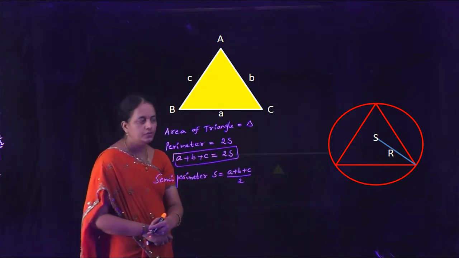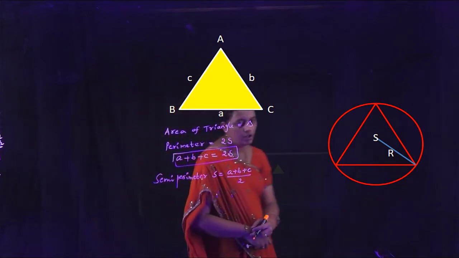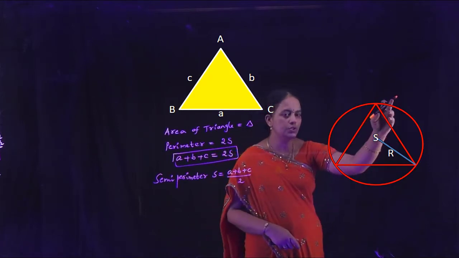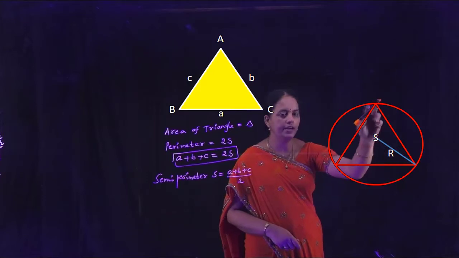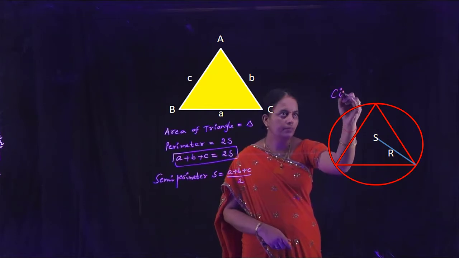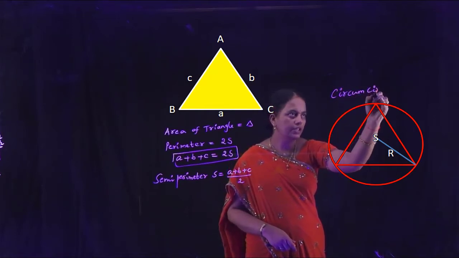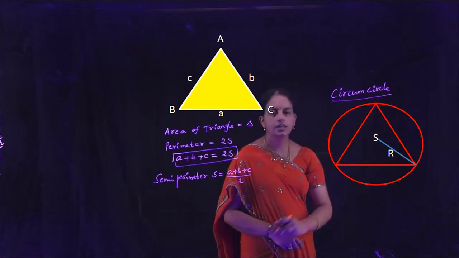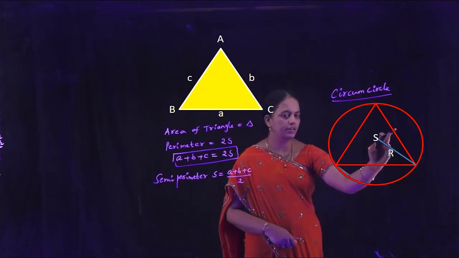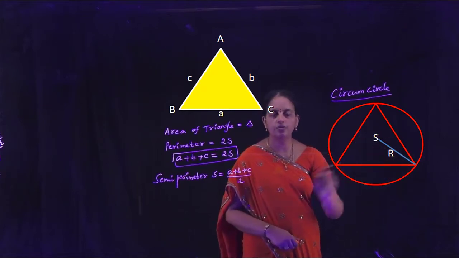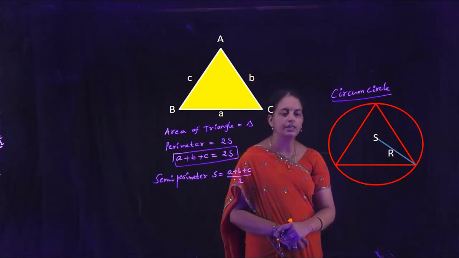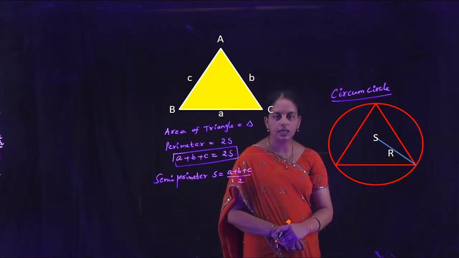Next, we will discuss the circumcircle. What is meant by circumcircle? The circle which passes through the three vertices of a triangle is called the circumcircle. The center and radius of this circle are called circumcenter and circumradius, which are denoted by capital S and capital R.